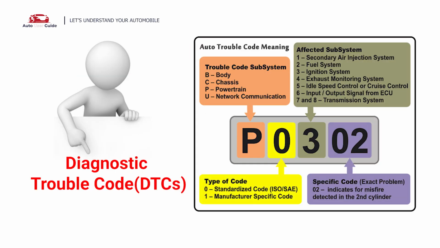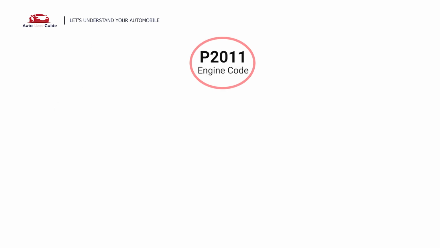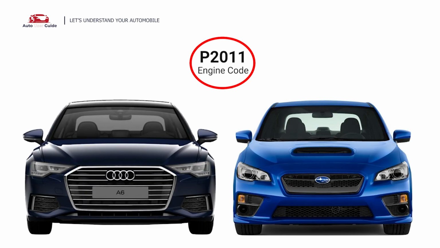Each DTC code corresponds to a specific issue in your vehicle. This error code occurs in any OBD2-equipped vehicles, especially those manufactured since 1996. It is commonly found in Audi and Subaru models.